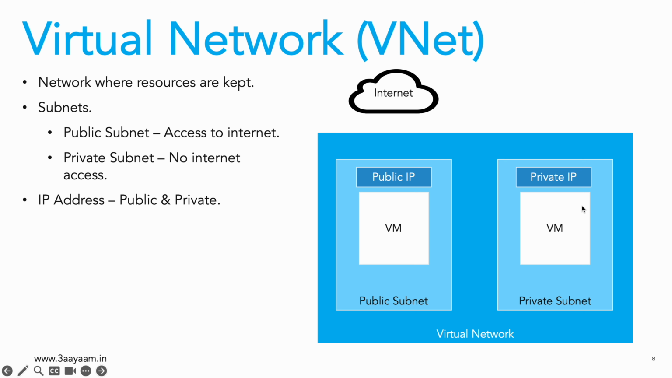Now, if we want to access these virtual machines from the internet, because this virtual machine has been launched in the public subnet, it will have access to the internet, which means that anyone or any application from the internet can connect to this virtual machine. But as this VM is launched inside of a private subnet, there won't be any internet access to this virtual machine. Now first let us go ahead and create a virtual network with a public subnet and a private subnet.